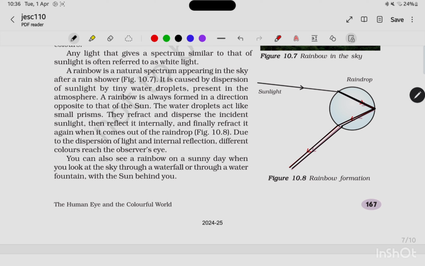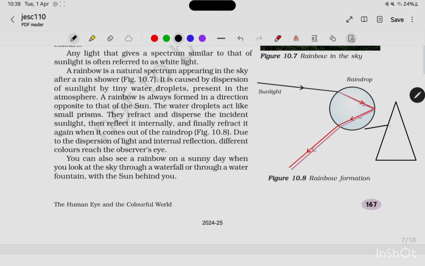This is what happens. Also, as I said, there are other colors too, and there is a name for this property where the light gets reflected out of the other surface rather than just coming out. That is called total internal reflection.